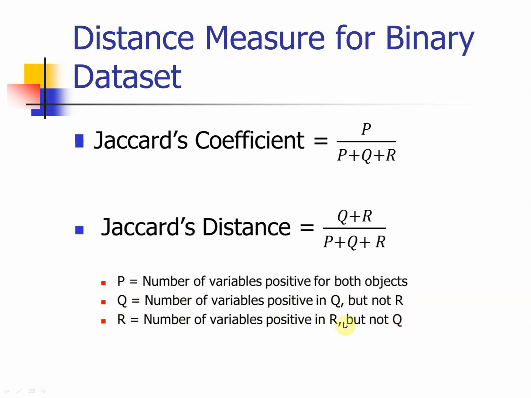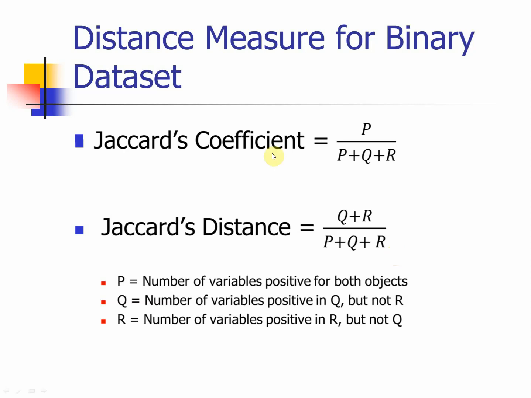And on the other side, the number of variables positive in R but not Q, that is another value that we are interested in. So you can see Jaccard's coefficient is simply P over P plus Q plus R. And you can understand that we totally ignore those values that are both zeros in both lines. And therefore, this is what we call Jaccard's coefficient. On the other side, Jaccard's distance equals Q plus R over P plus Q plus R. So you can see that if we sum up Jaccard's coefficient and Jaccard's distance, it always equals 1. And therefore, they are actually talking about the same thing.